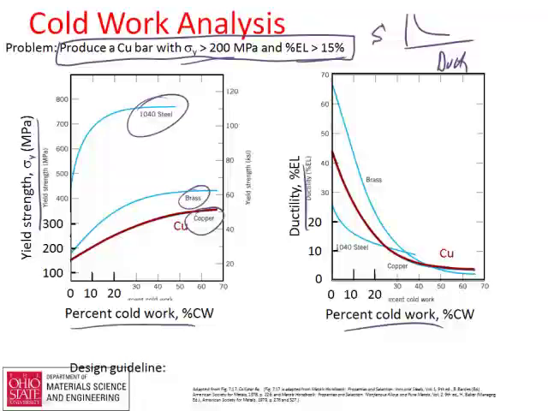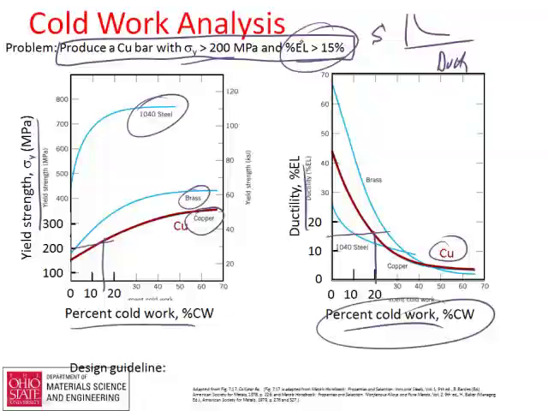You might need that for some sort of a part. So what you could see is, to get 200 megapascal yield strength, it looks like you need at least about 15% cold work. If I need 15% elongation, you can see here's my ductility, here's 15%. This is copper here. You can see it gets about 20% deformation. So if you put more than 20% cold work in, your elongation is too low. If you don't put enough in, your strength is too low.